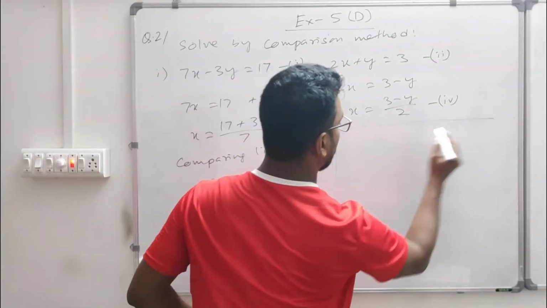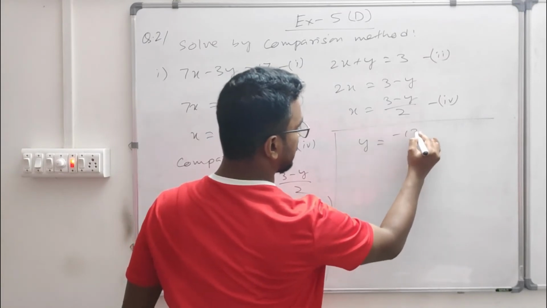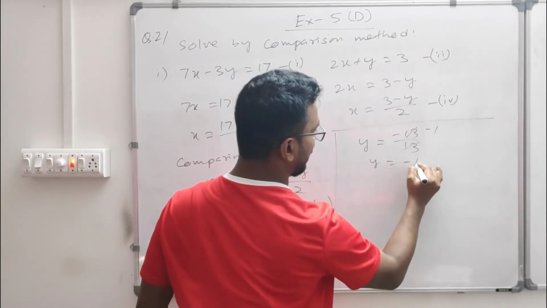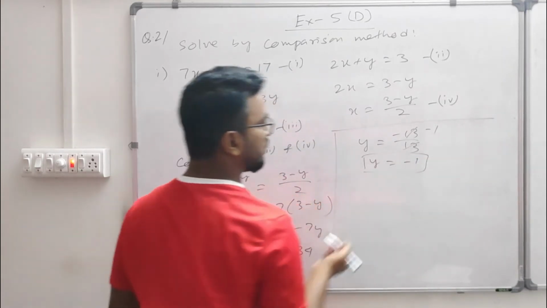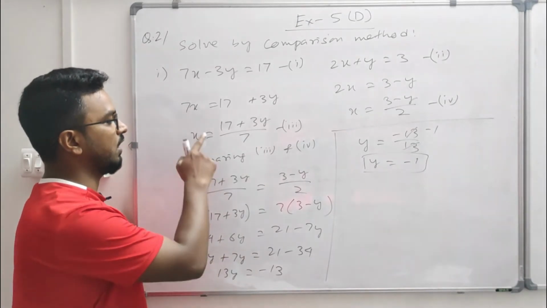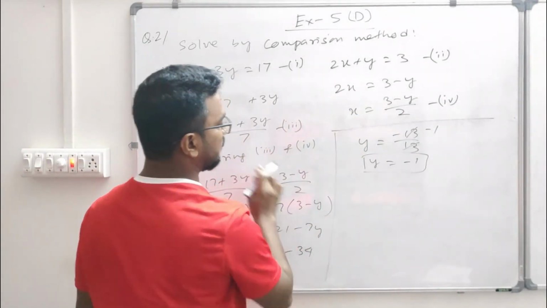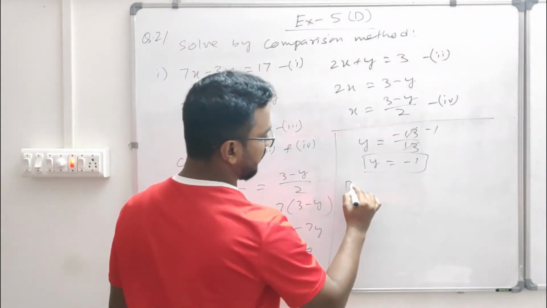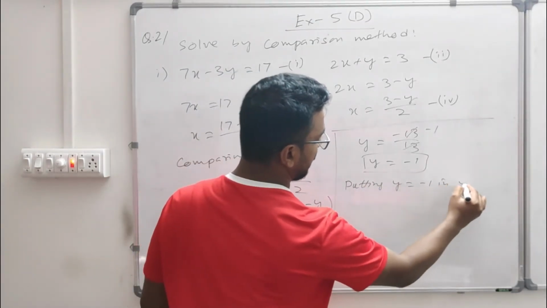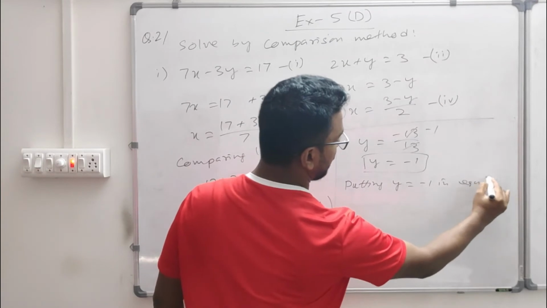So y equals minus 13 by 13, that is minus 1. The value of y is minus 1. Now substitute the value of y equals minus 1 in either equation 3 or equation 4. So let me put it here. Putting y equals minus 1 in equation 3.